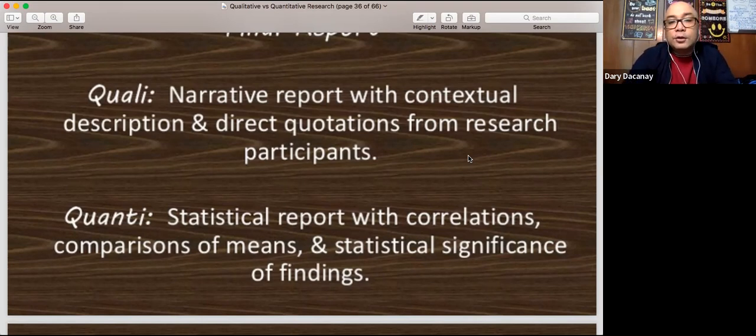In quantitative research, a statistical report with correlations, comparisons, or means, or statistical significance of findings. Siyempre, yung results yung statistics, no, you have to be able to show it. Plus, when you do your final report in both qualitative and quantitative, you have to make sure that you go back to your review of related literature, okay? And be able to substantiate. The results itself says like this, to further solidify your result, you have to quote a literature to say that indeed the finding is true. Okay?